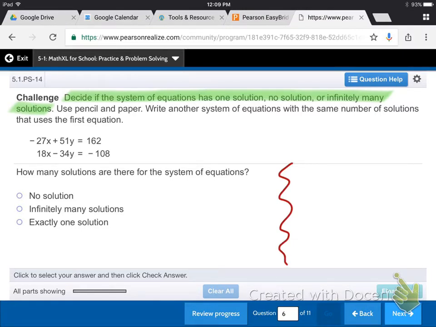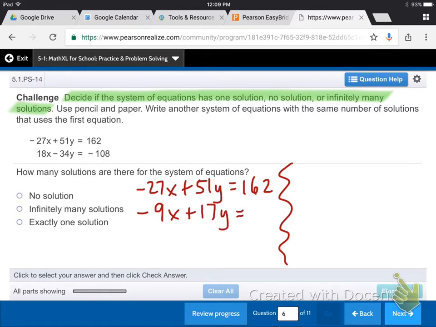So let's split this space. Hopefully we can do it on two sides here. And let's see, if we go -27x plus 51y equals 162, and we're going to divide by, let's see, can we go 9? No. Can we go 3 maybe? Now, if we divide every number in that equation by 3, we're going to get -9x plus 17y equals 54.